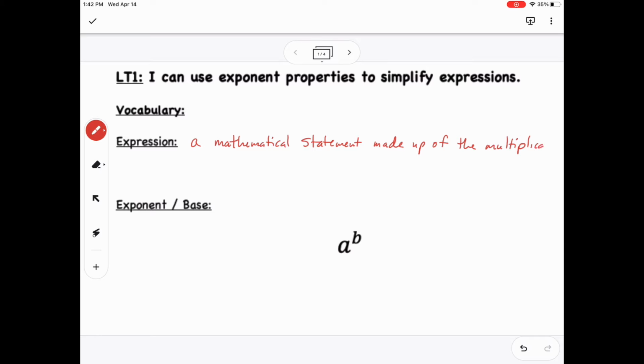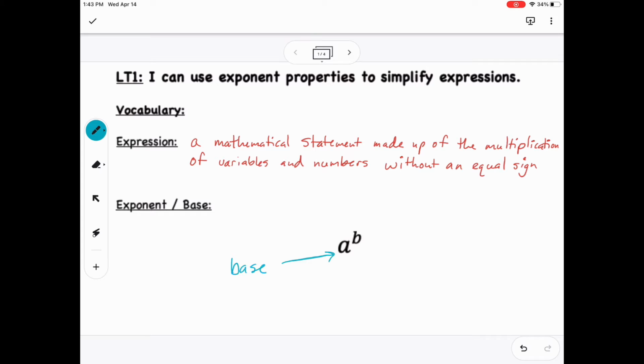An expression, and we've talked about this word before, is a mathematical statement made up of the multiplication of variables and numbers. Now there can be division there as well, but we'll get to that a little later. Also remember, this is without an equal sign. That would be an equation if we had that.